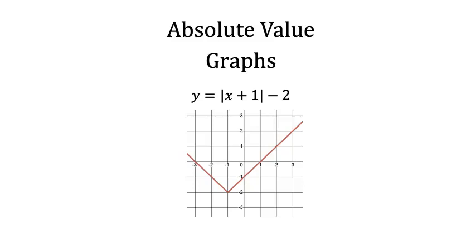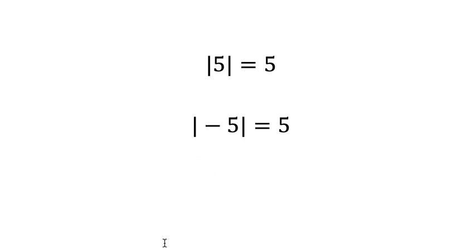In this video, we're going to learn about absolute value graphs. In algebra, the absolute value of a number represents the distance of that number from 0 on the number line. It's always positive or 0, regardless of whether the input is positive or negative. For example, the absolute value of 5 equals 5.